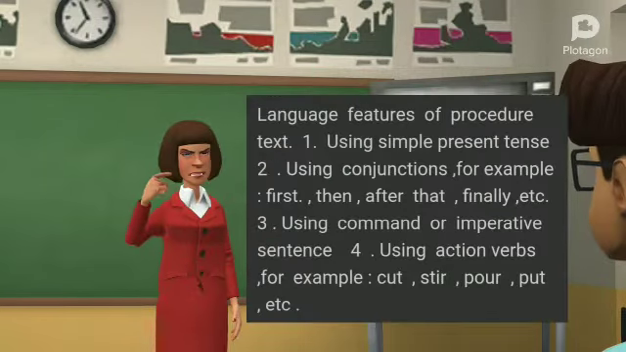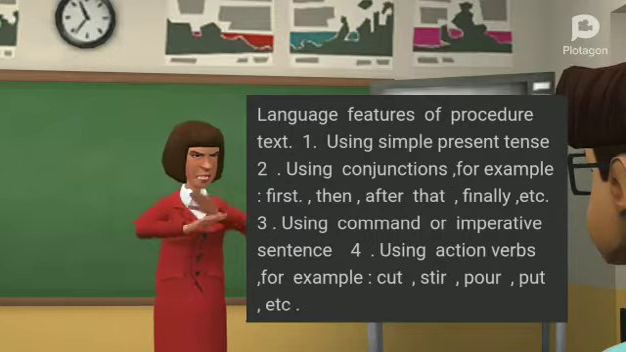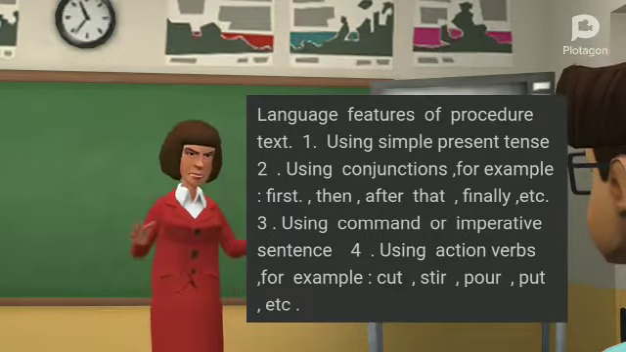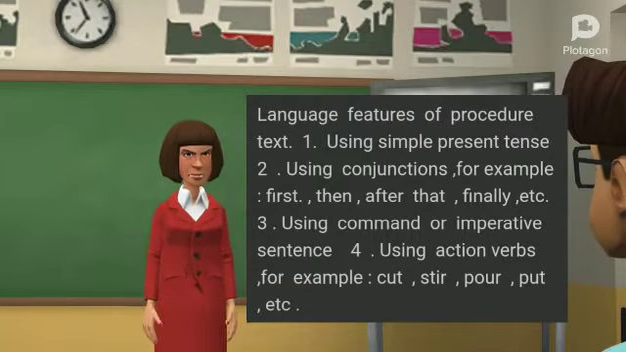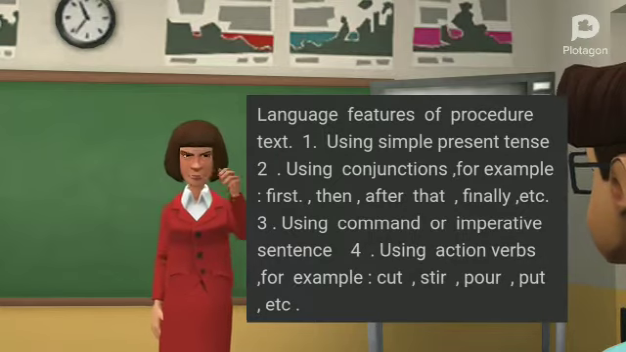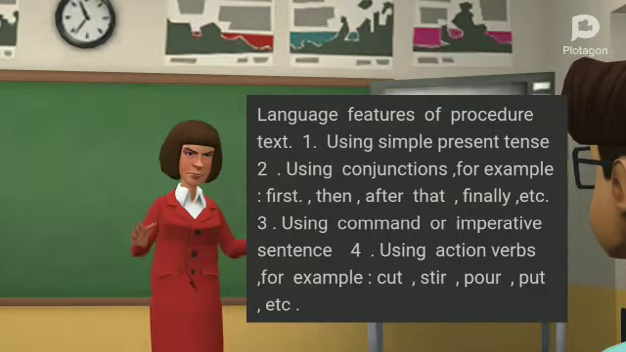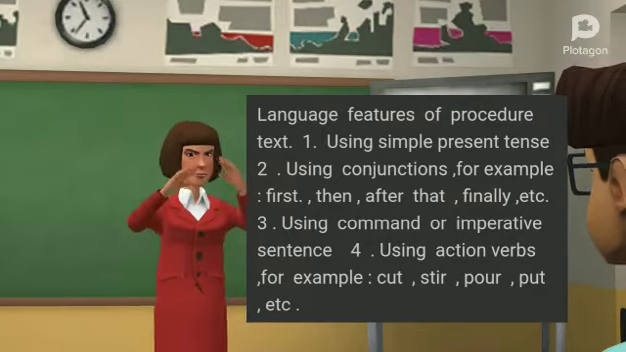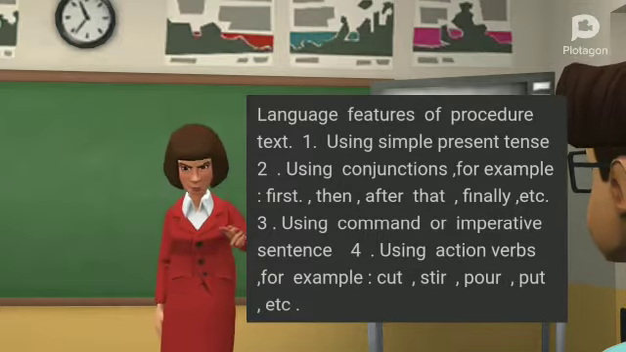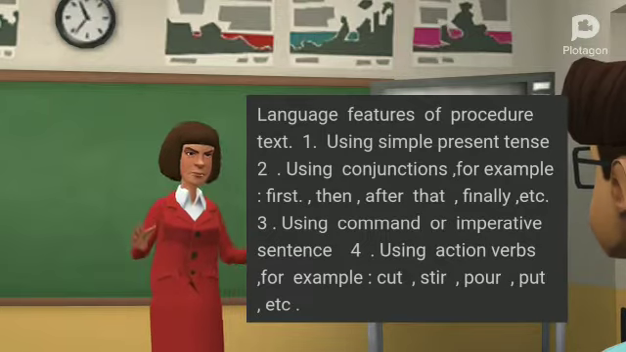Language features of procedure text. 1. Using simple present tense. 2. Using conjunctions, for example, first, then, after that, finally, etc. 3. Using command or imperative sentences. 4. Using action verbs, for example, cut, stir, pour, put, etc.